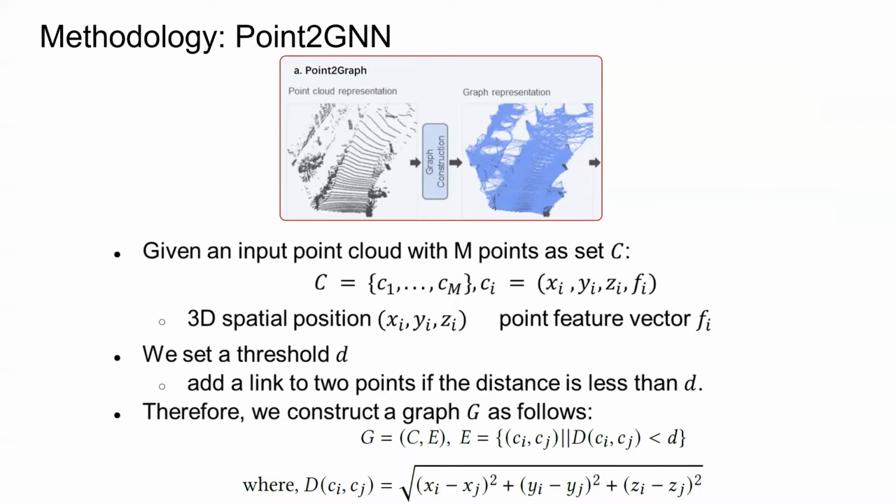First, a pointer GNN part, which constructs a graph from the input point cloud. Given an input cloud C, we set a threshold D. We will add a link between two points if the distance between them is less than D. Therefore, we can convert a point cloud into a graph G.